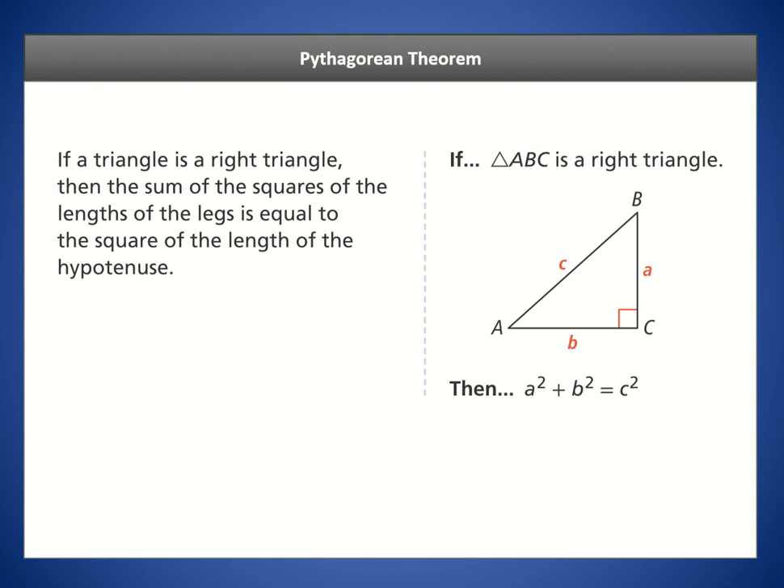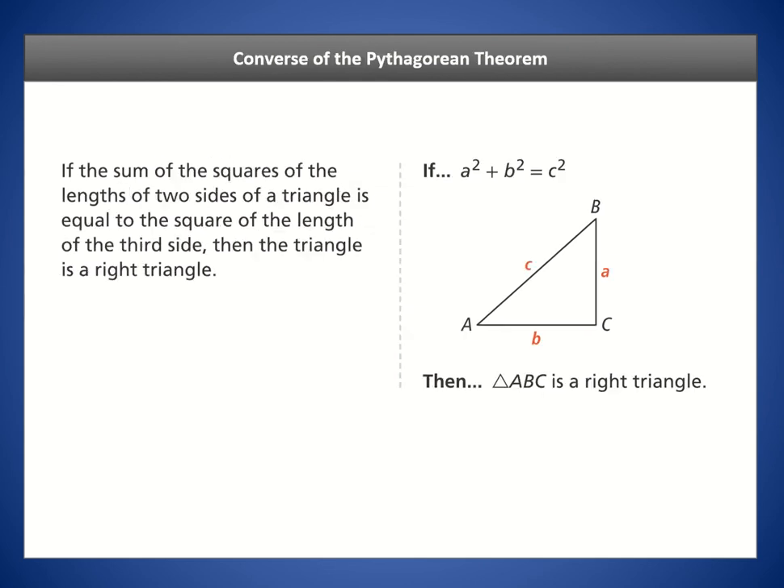We actually used this theorem quite a few times throughout the various lessons whenever we dealt with a right triangle. But the theorem states that if a triangle is a right triangle, then the sum of the squares of the lengths of the legs is equal to the square of the length of the hypotenuse. So if you have a right triangle, then the sum of the squares of a and b is equal to c squared.